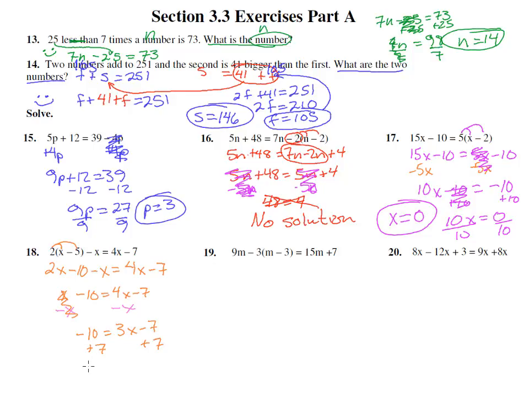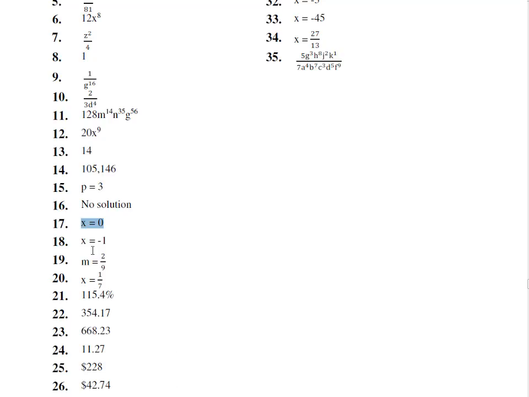Plus 7 to both sides, and we have minus 3 equals 3x. Now we can peel off the multiplying by 3, so divide by 3, and we get x equals negative 3 divided by 3 is negative 1. Let's double check that answer. X equals negative 1. Good.